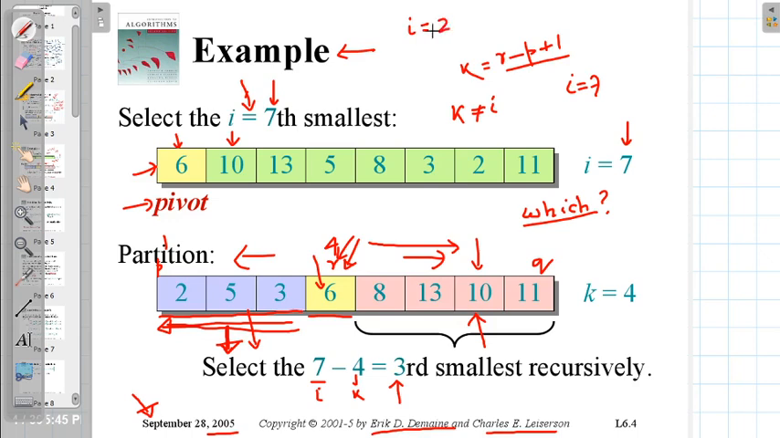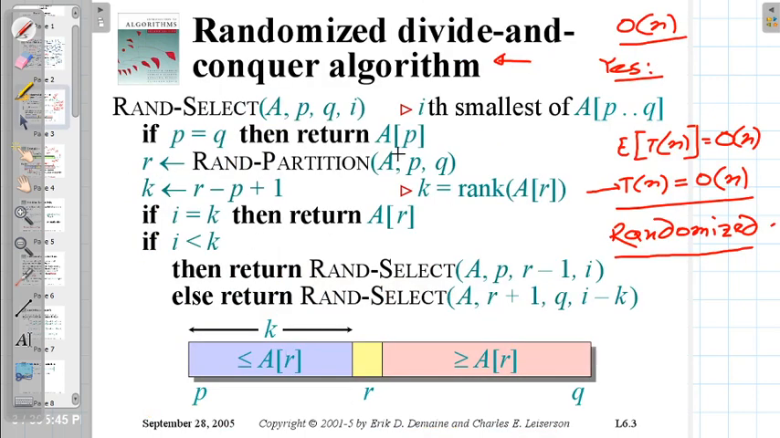If instead of the 7th I had to search for the second smallest element, then I had to search in this list, and in that case I equal to 2 will be retained, because we are not excluding any other elements, because we are recursing in the left hand side. That's how we proceed, okay. And this is the randomized one.